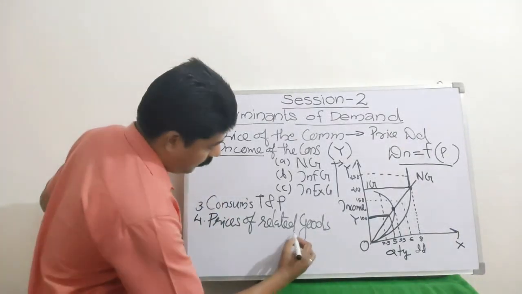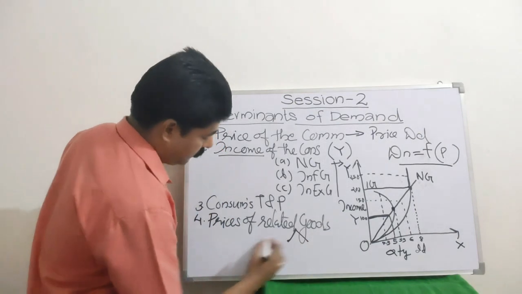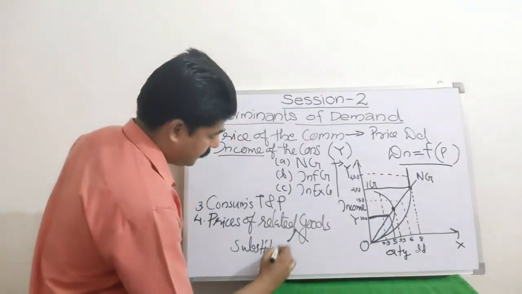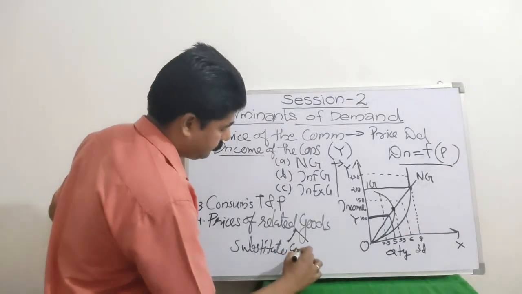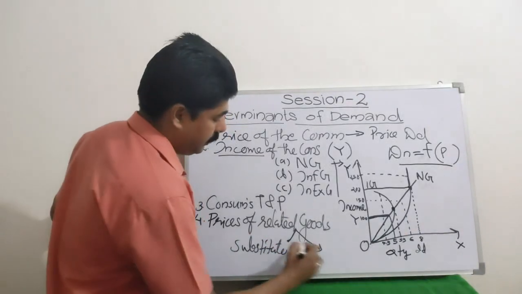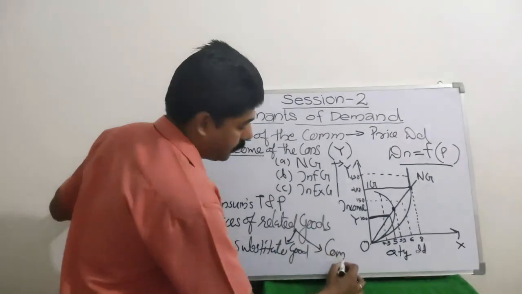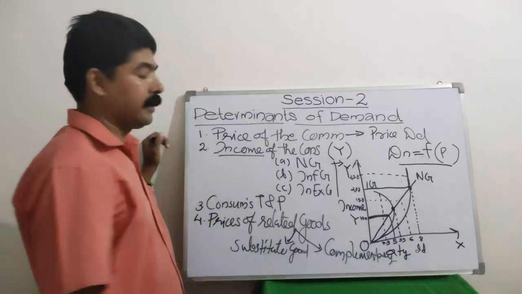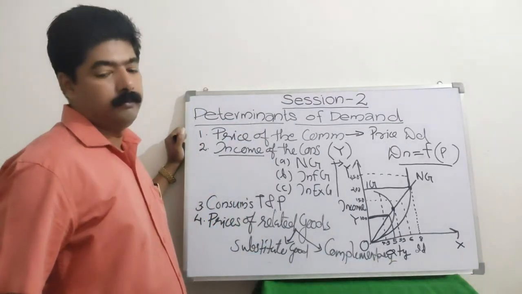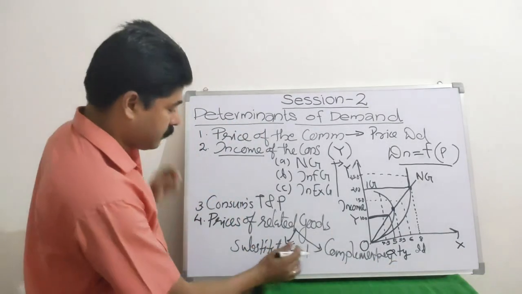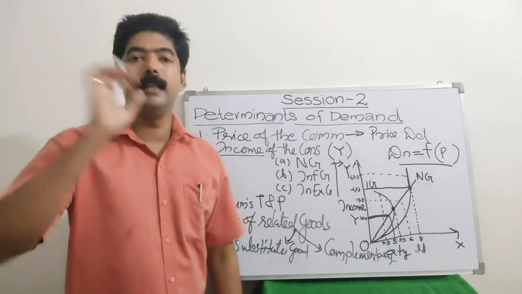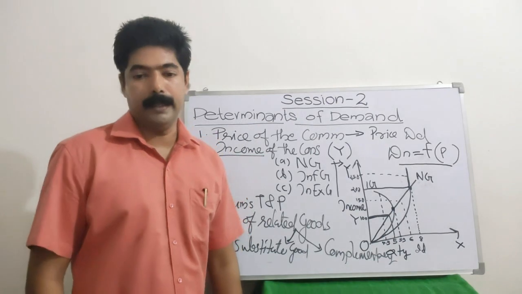Related goods are two types of goods. Number one is substitute goods. You can write substitute goods. And number two is complementary goods. How do these substitute goods and complementary goods affect the quantity demanded of a commodity?